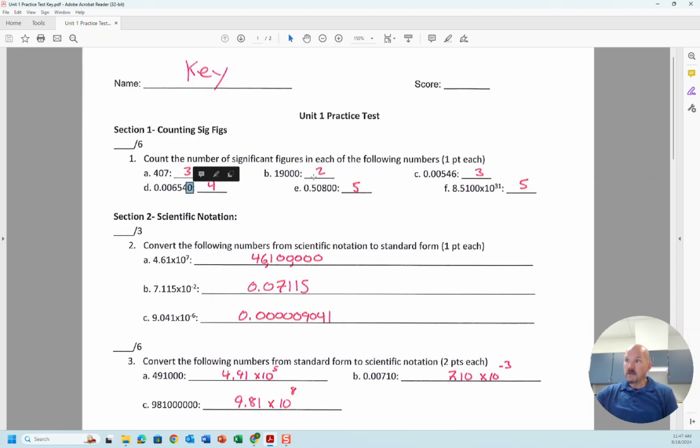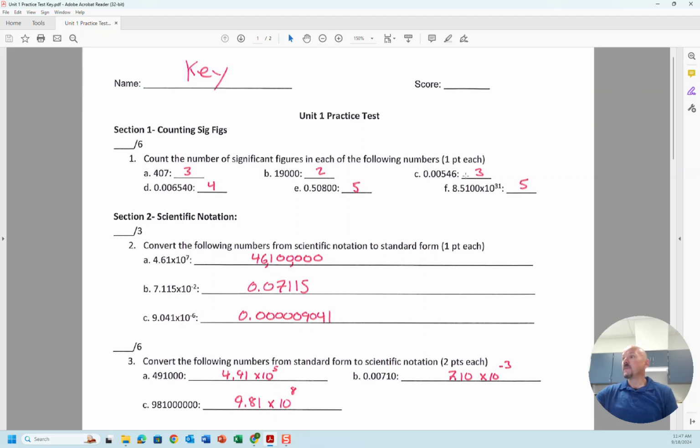Then if we go over here, leading 0 not significant, okay, this 0 would be significant because it's captive or sandwiched, and then these 2 zeros at the end would also be significant because they're trailing zeros and I have eyes on the decimal point, okay? So that's why this number has 1, 2, 3, 4, 5 significant digits.